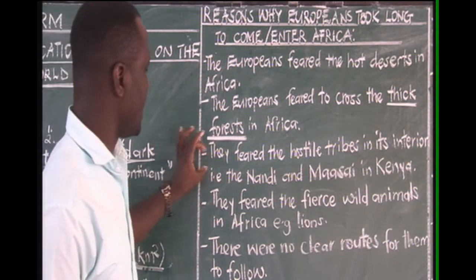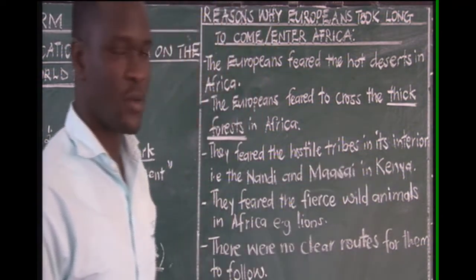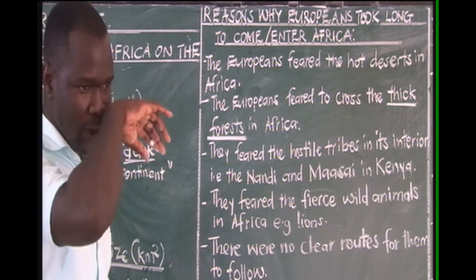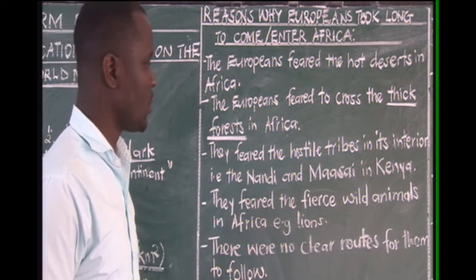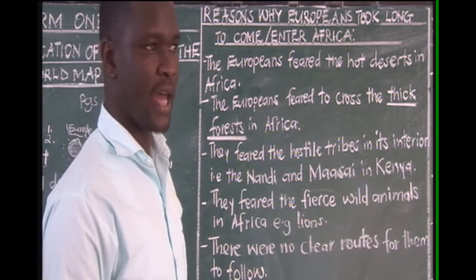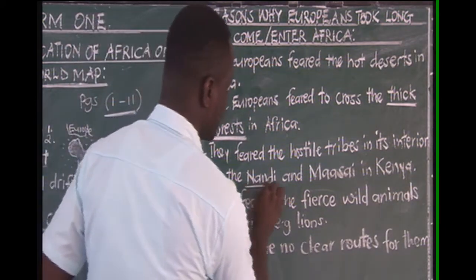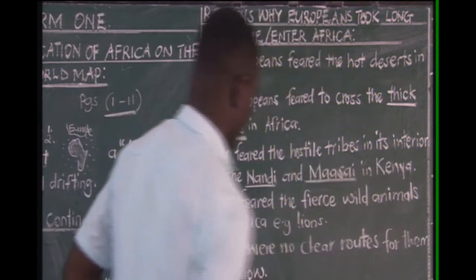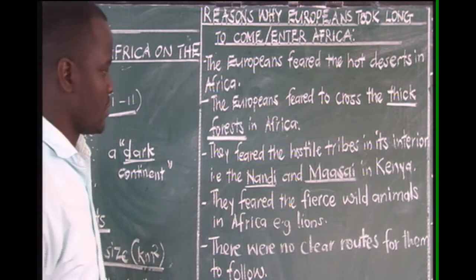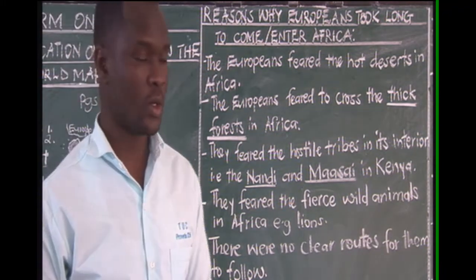3, the Europeans feared the hostile tribes that were in the interior of Africa. And when we talk about the hostile tribes, we look at the tribes which were not friendly to them. They could not tolerate other races or other people passing via their communities. And we have given an example, the Nandi, and we have the Maasai in Kenya. So those are the tribes that they feared to pass via their areas. And as a result, these Europeans took long.